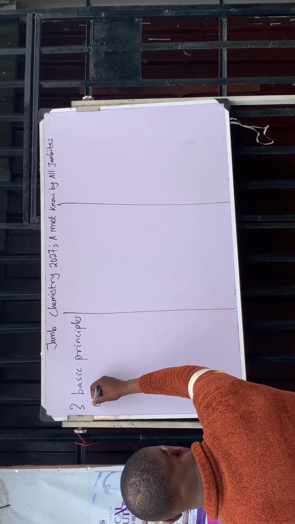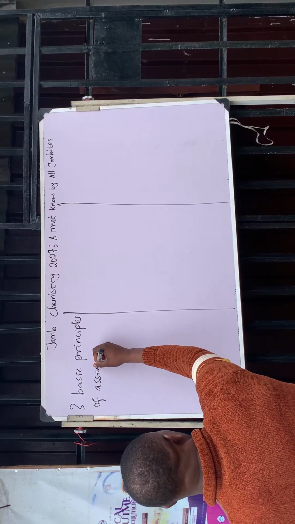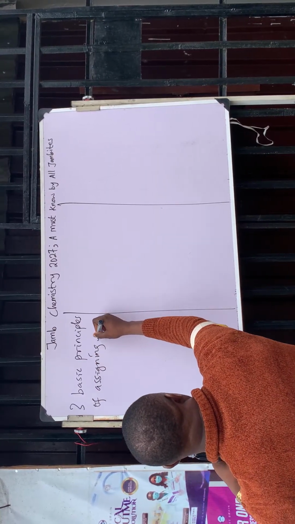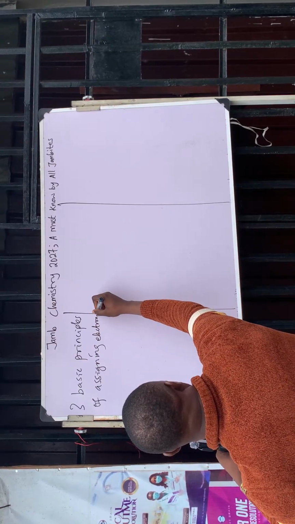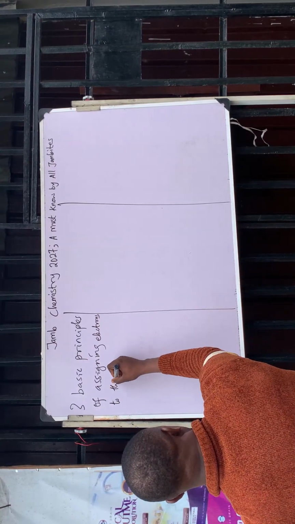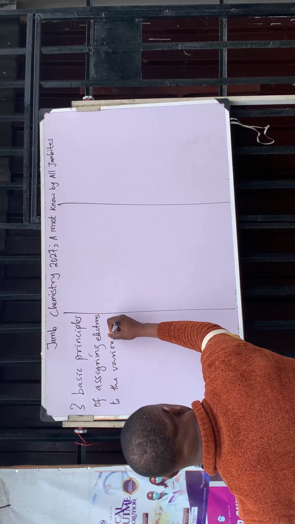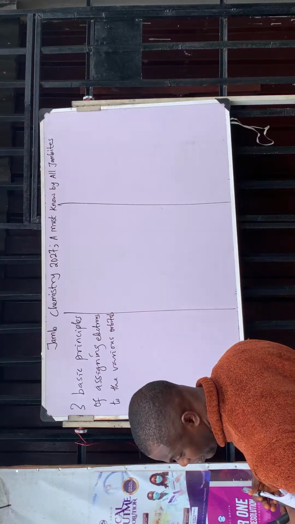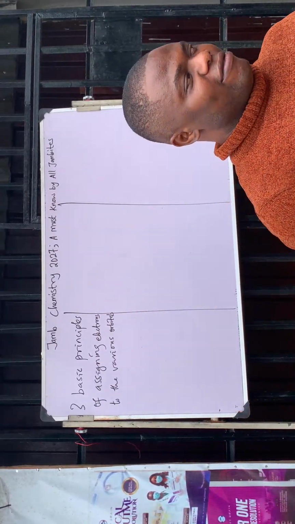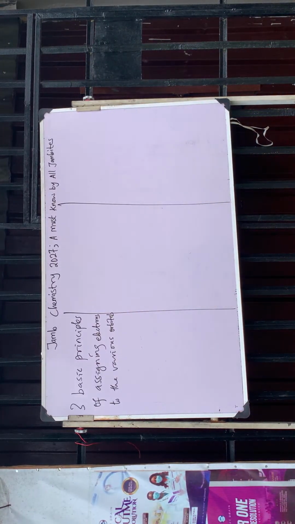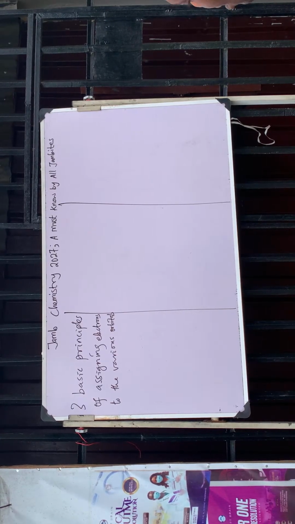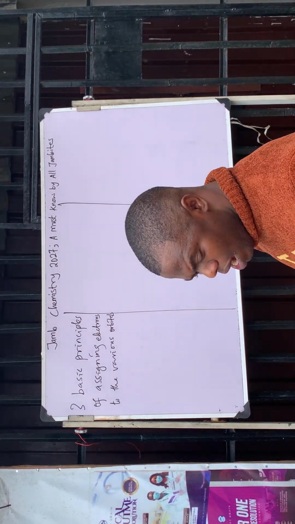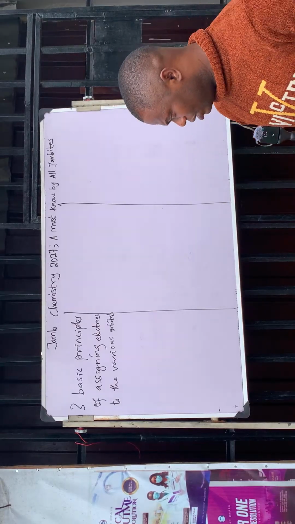Three basic principles of assigning electrons to the various orbitals. Yeah, you can't just dive into deeper aspects of chemistry without knowing any of these things. So, three basic principles of assigning electrons across the various orbitals.